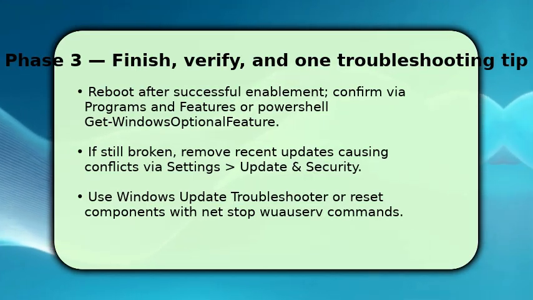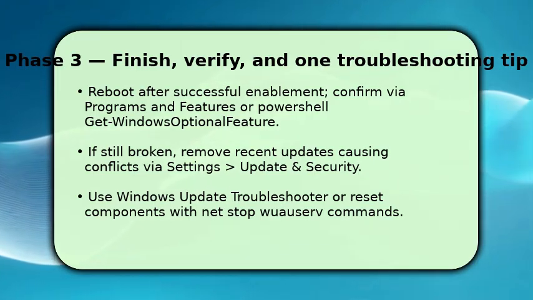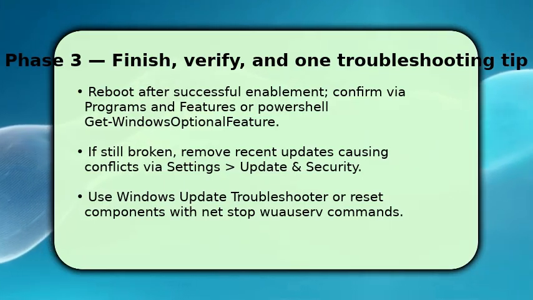If it still fails, remove any recent Windows updates that caused conflicts. Make sure to note KB numbers first. If problems persist, run the Windows Update Troubleshooter and reset update components: stop services, rename SoftwareDistribution, then restart services, because update corruption often blocks feature installs.